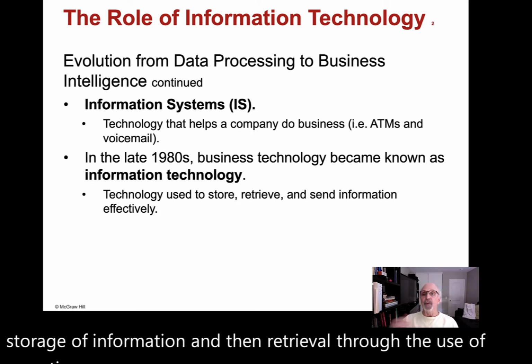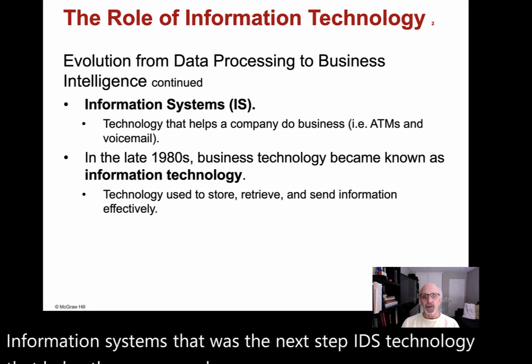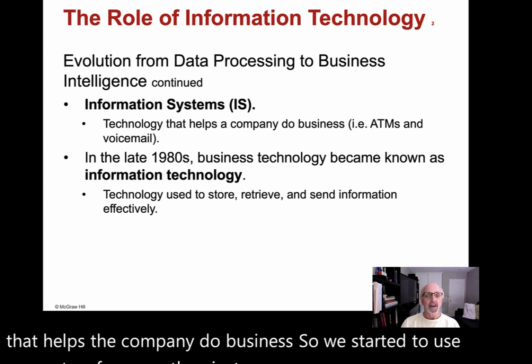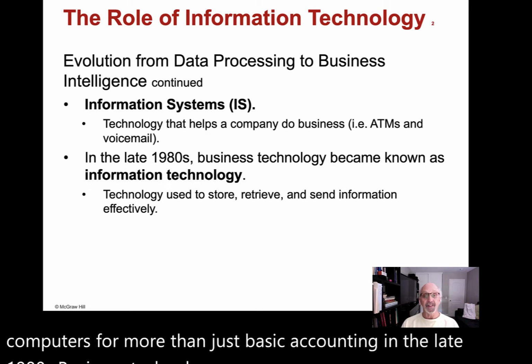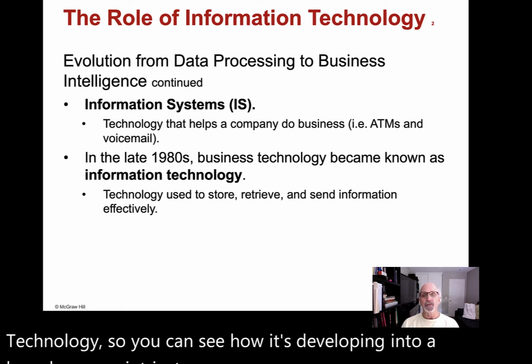Information systems, IS, was the next step. Technology that helps a company do business. So we started to use computers for more than just basic accounting. In the late 1980s, business technology became known as IT, information technology. So you can see how it's developing into a broader, more intricate information resource.